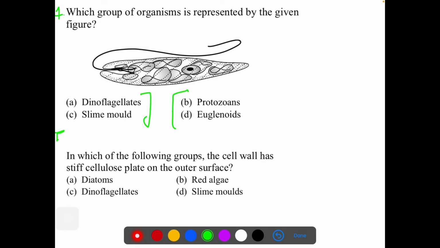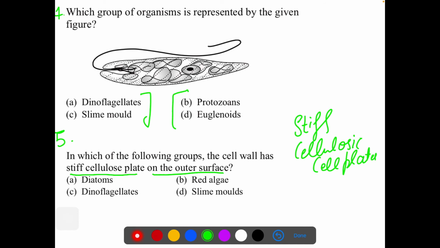That will be your answer. The next one is, in which of the following groups does the cell wall have stiff cellulose plates on the outer surface? What is the answer? Stiff cellulosic cell plates. We have just discussed this structure, that between the cellulosic cell plates, longitudinal and transverse flagella are present.